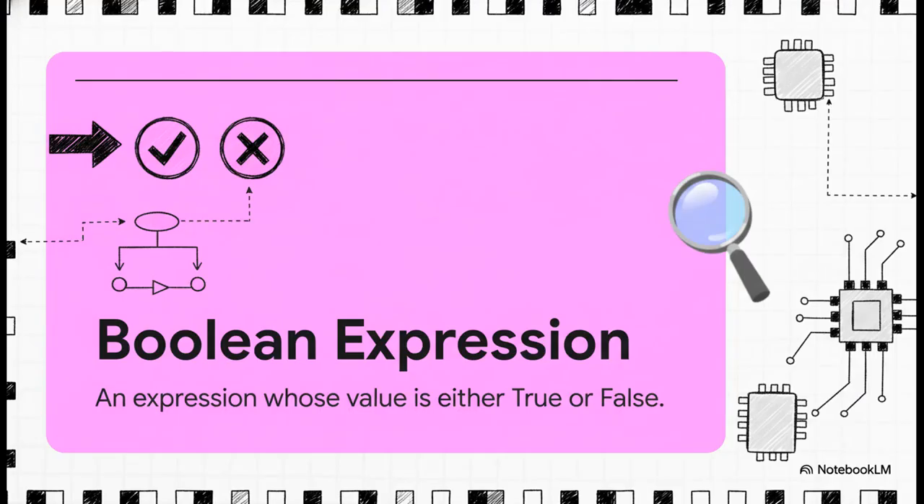So let's get the official term on the table. It's called a Boolean expression, and it's just any statement or any question that has to resolve to one of two things: true or false. In the computer's world, there is no maybe. There's no gray area. It's all just black and white.